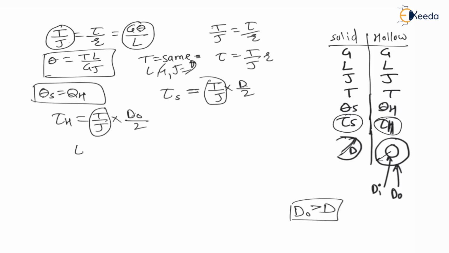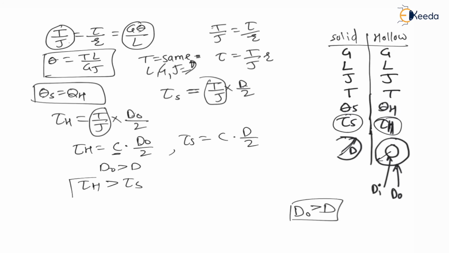Therefore tau h is nothing but some constant into do by 2, and tau s is nothing but the same constant c into d by 2. As do is more than d, therefore shear stress in hollow shaft will be more than shear stress in solid shaft. This will be your second relation. Now look at the options. If I look at the options, then option D will be your correct choice.